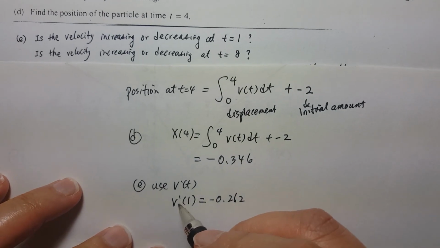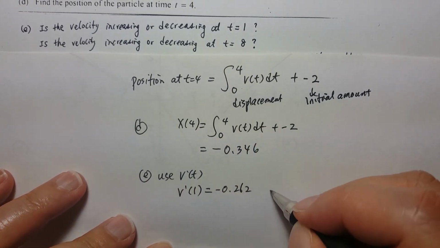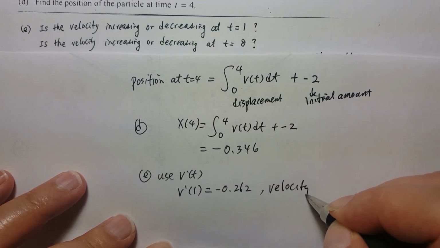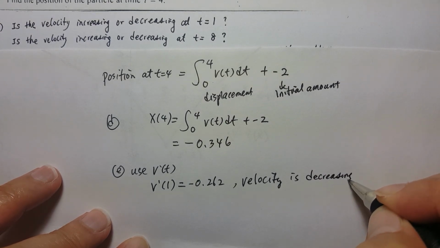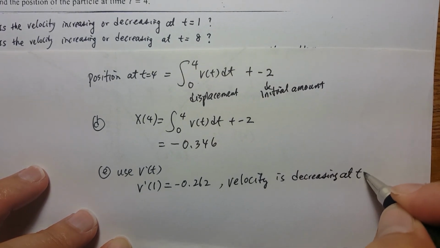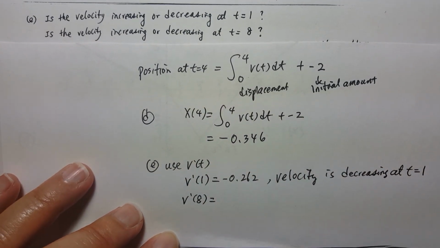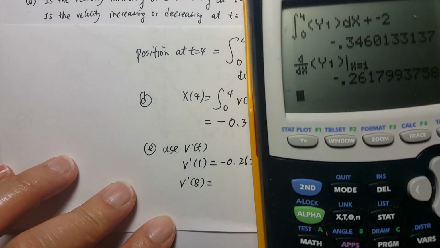So because the slope at t equal to 1 is negative, we say that velocity is decreasing at t equal to 1. So now we're going to do the same thing and find the velocity prime. Okay, v prime of 8.